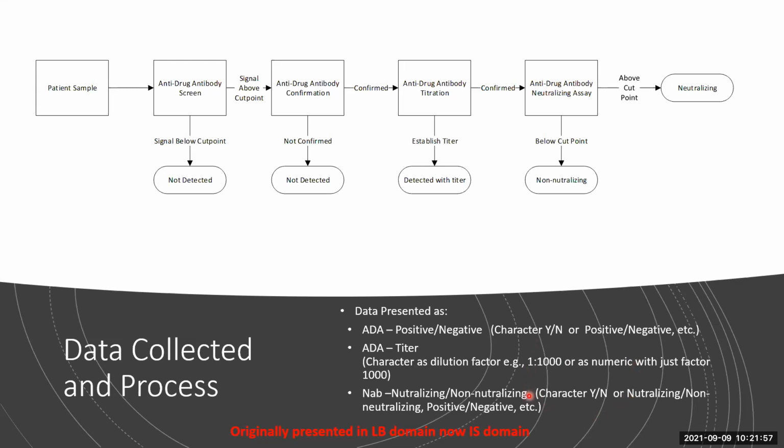And then finally, you might get a flag of neutralizing or non-neutralizing. Now, all of these data, when they first started appearing on the scene and we were doing these assessments, we were putting this data in the LB domain. And now there's a specific domain created for that, the IS domain.